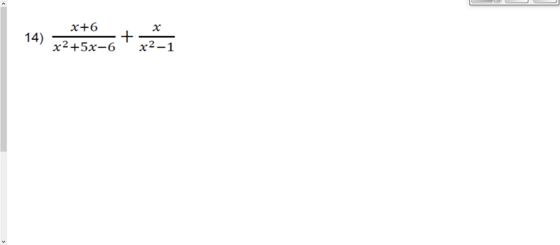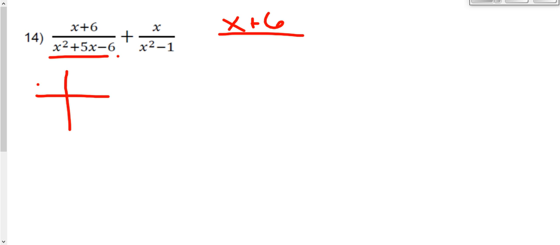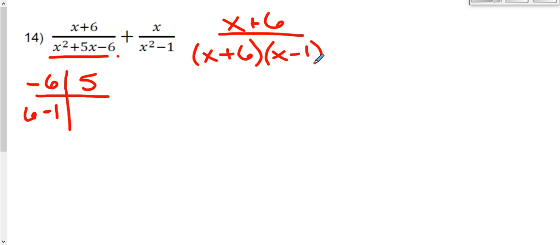The first thing we're going to do is factor the denominator on the left. The numerator we can just leave as x plus 6. But the denominator, we're going to find the two things that multiply to negative 6 that add to 5. Those two things are going to be 6 and 1. And if I want the 5 to be positive, the 1 has to be negative. So we end up with x plus 6 times x minus 1.